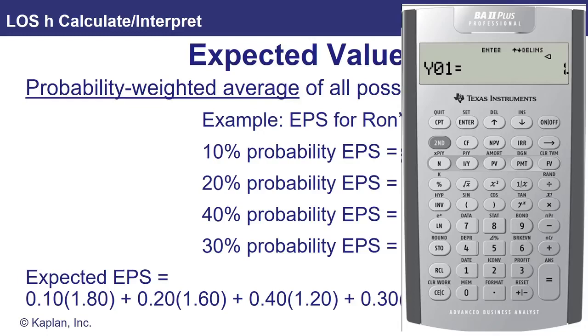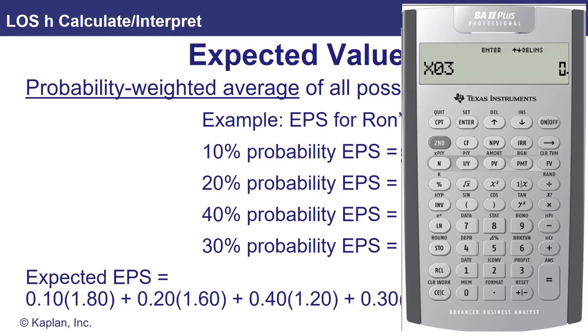So I need to tell my calculator 10%. Just be aware that when you enter probabilities on your calculator, you enter them as whole numbers and not as decimals. So we're going to enter 10, not 0.1. Okay, press the down arrow, X02, my second variable, which is £1.60. In it goes, enter, down arrow, its probability 20%. So we type in again 20 and press enter.